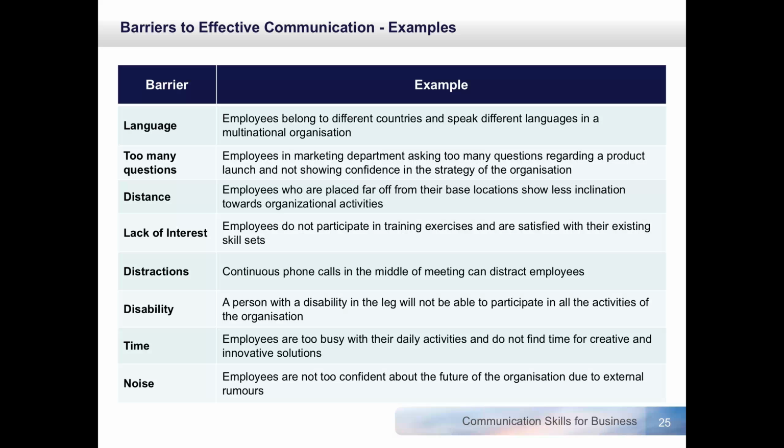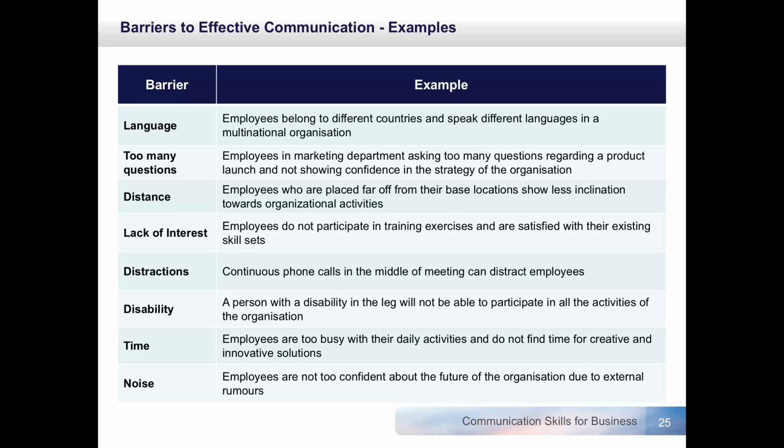There are other barriers like lack of interest, distractions, disability, time, and in some cases noise, which does tend to happen when we do a conference, because I would either get an echo or the connection is not good. Sometimes this interference constitutes something called noise, and it can also be interpreted as a barrier to effective communication.